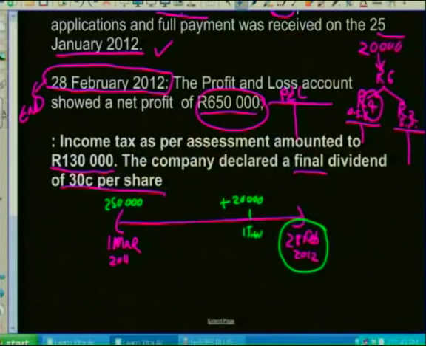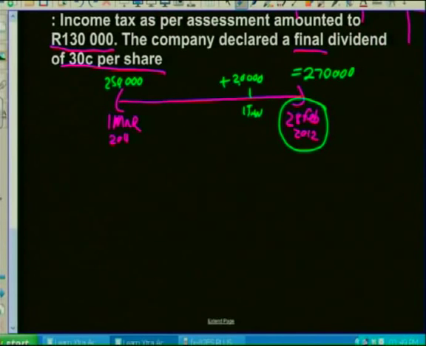Beginning of the year was 250,000. They then issued a further 20,000 shares, which means at the end of the year, the total number of shares that were issued is an amount of 270,000. Okay, you guys are with me? Right, brilliant. So once we've done this calculation for the 270,000, we can now calculate what was that final dividend.